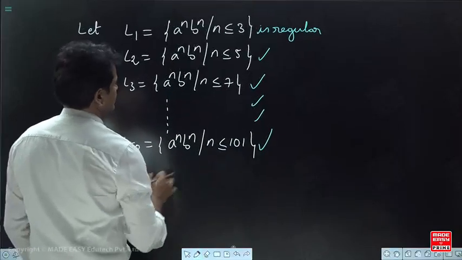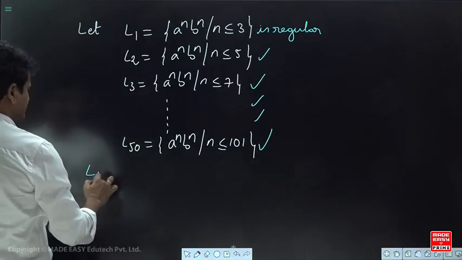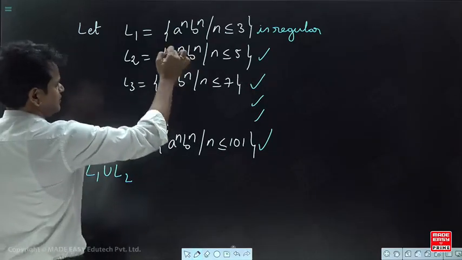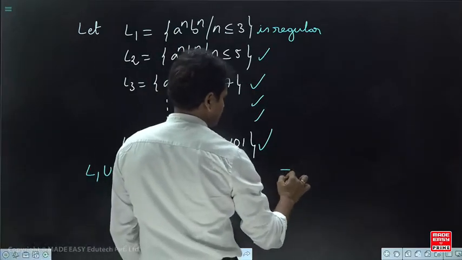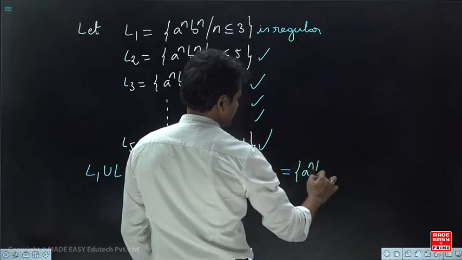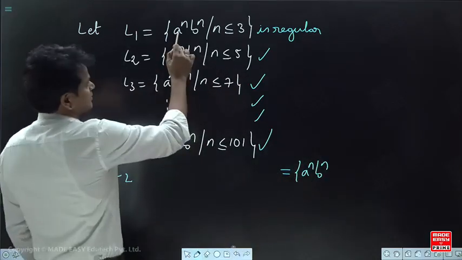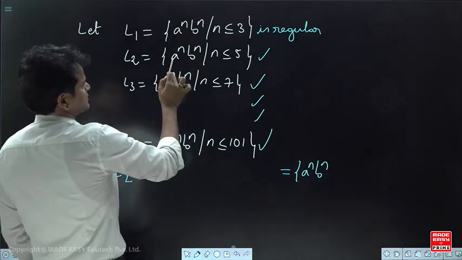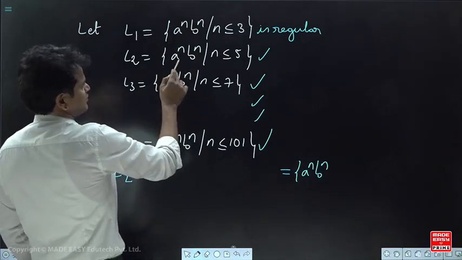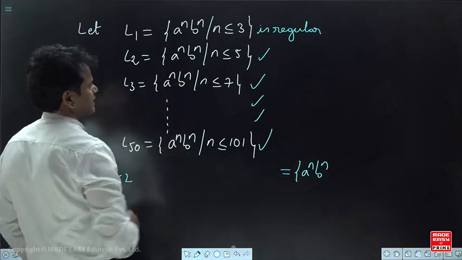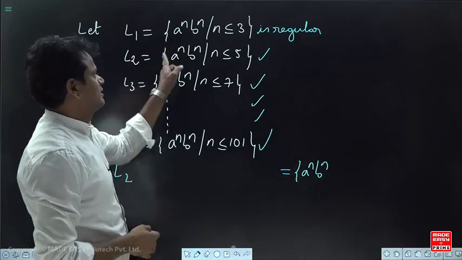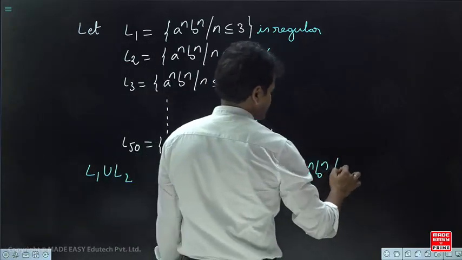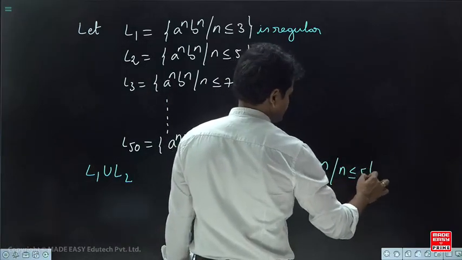Now look at this guys. L1 union L2, what will you get? What is L1? Epsilon, ab, a^2 b^2, a^3 b^3. What is L2? Epsilon, ab, a^2 b^2, a^3 b^3, a^4 b^4, a^5 b^5. So L1 union L2, what will you get? You will get epsilon up to a^5 b^5, so n less than or equal to 5. It is regular. Yes or no?